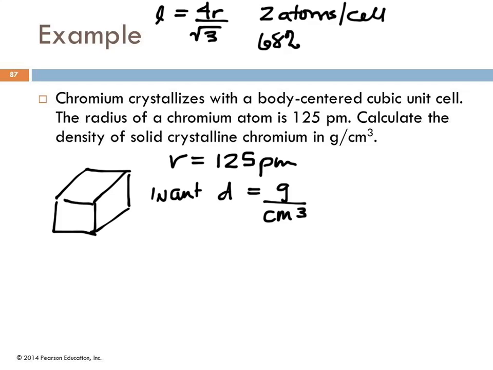Could we do that? Yeah, we can, because we know that there are 2 atoms in a unit cell. Can we figure out the mass of 2 atoms of chromium? Yeah, it's going to be really, really tiny. We can figure out the volume of this as well, which is also going to be really, really tiny. And then when we divide tiny by tiny, we'll get reasonable.